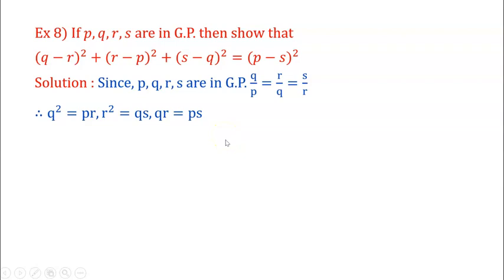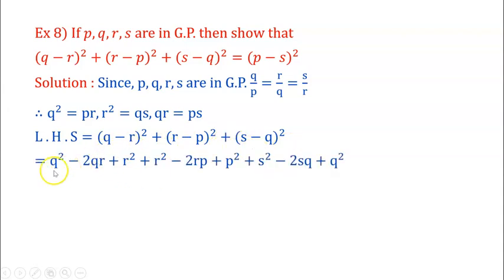Okay. Now we will expand the LHS. LHS equals (Q minus R) whole square plus (R minus P) whole square plus (S minus Q) whole square. If we expand this, then you will get Q square minus 2QR plus R square. Expand (R minus P) whole square, then you will get R square minus 2PR plus P square. Expand (S minus Q) whole square, then you will get S square minus 2SQ plus Q square.